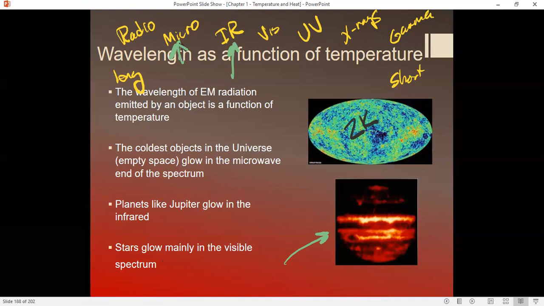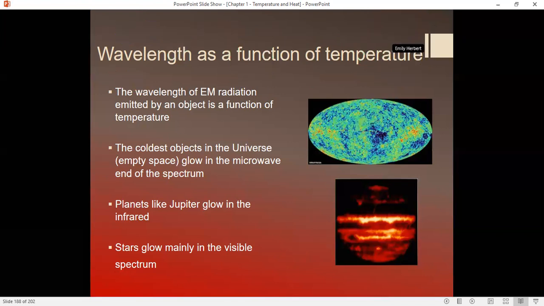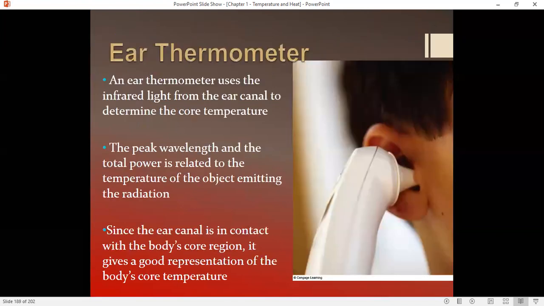Going even higher, in the visible part of the spectrum, we have the sun. The sun's corona glows in the ultraviolet, and the most extreme objects will glow in the X-ray and the gamma ray part of the spectrum. And again, what's that little ear thermometer doing? It's looking at the infrared coming from your ear and converting that into a temperature.